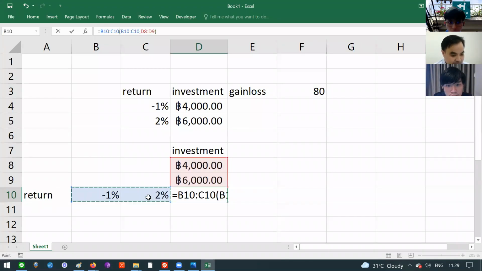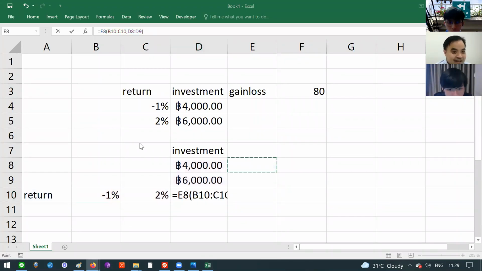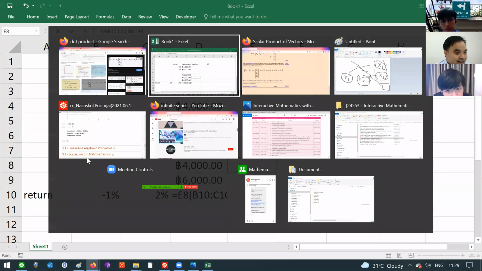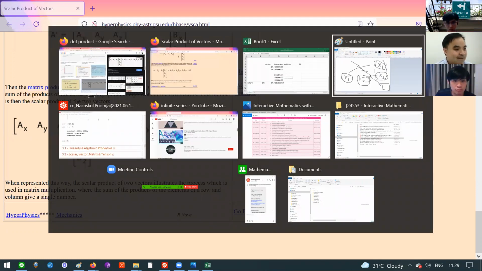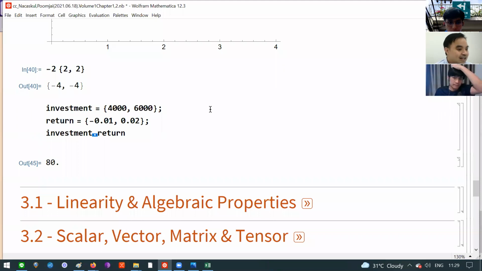So you can see that this is a column vector, this is a row vector. This is by definition. You have to specify. So how do I specify that one is standing up, one is lying down? In other words, investment is, what is it? It's a real number, right?